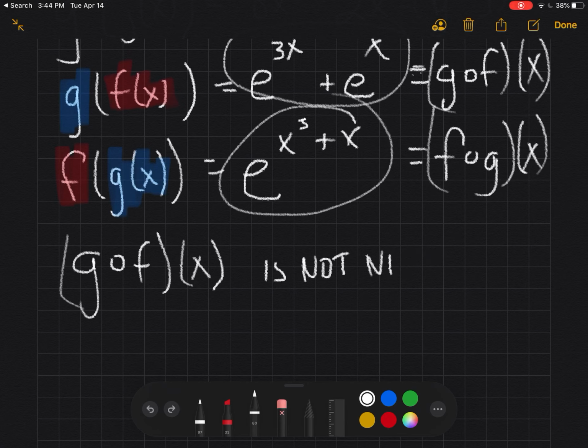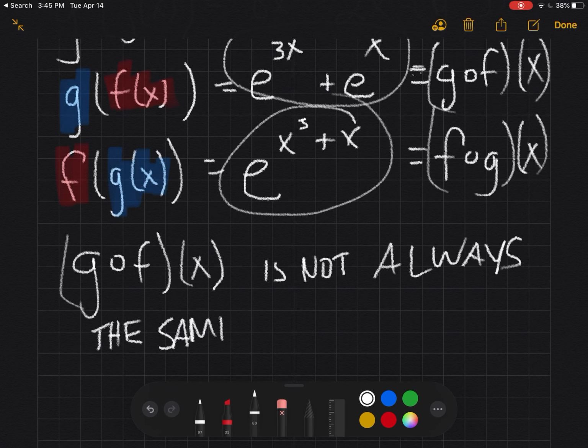So notice here, like I said before, that g compose f of x is not necessarily, oh, I cannot spell necessarily.